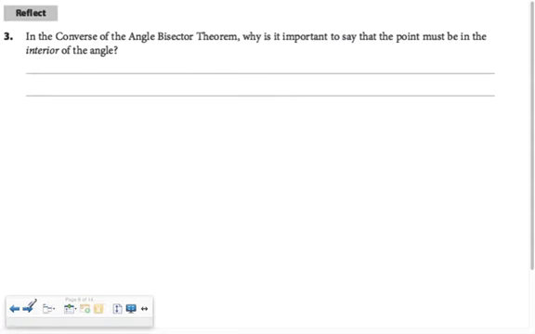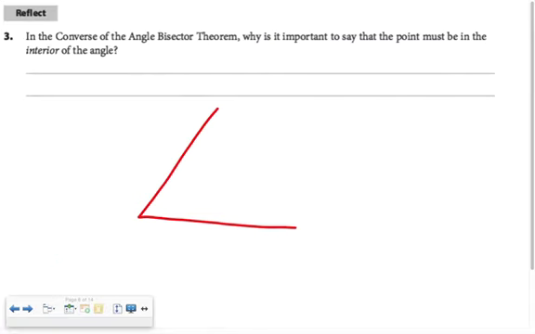In this reflect question, it's saying in the converse of the angle bisector theorem, why is it important to say that the point must be in the interior of the angle? Well, the conclusion that we draw in the converse of the angle bisector theorem is that the point lies on the angle bisector. Well, if I have an angle and I have a point on the exterior of the angle, that point isn't going to be on the angle bisector.